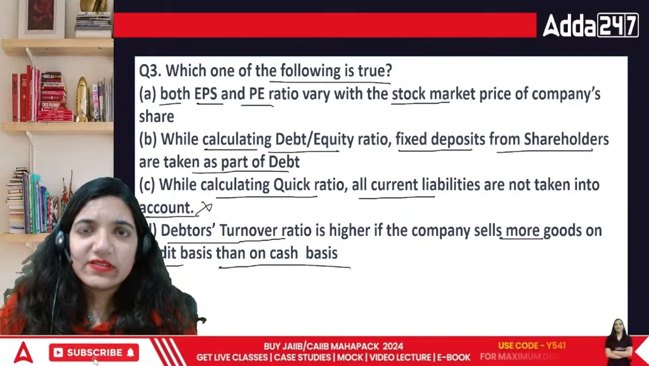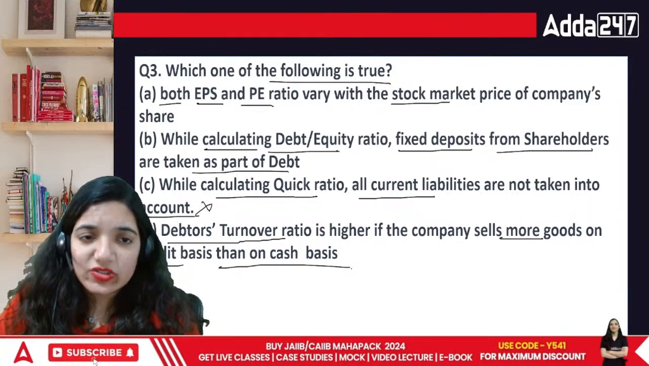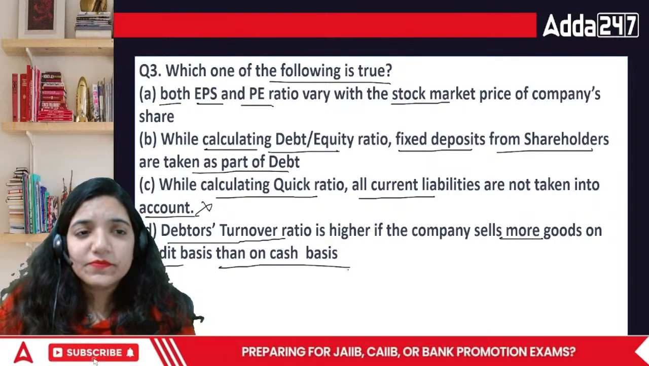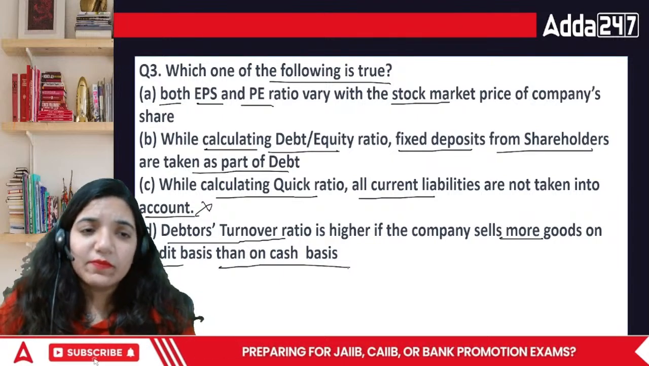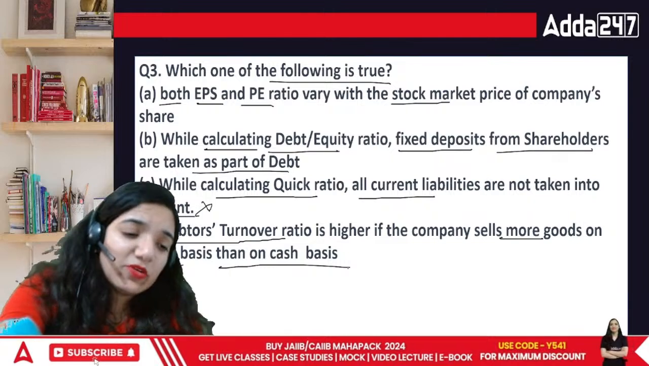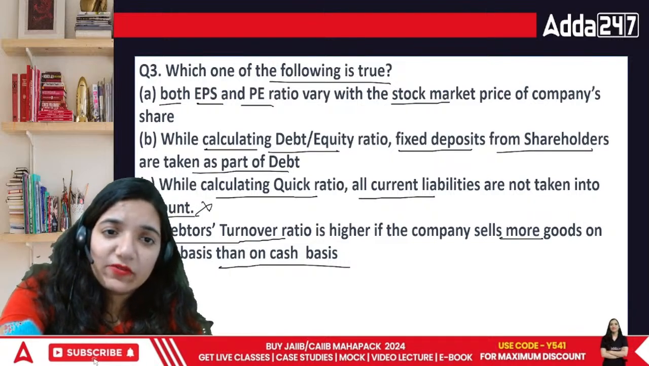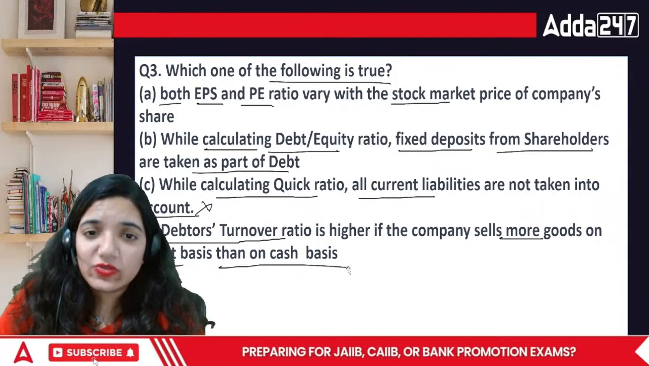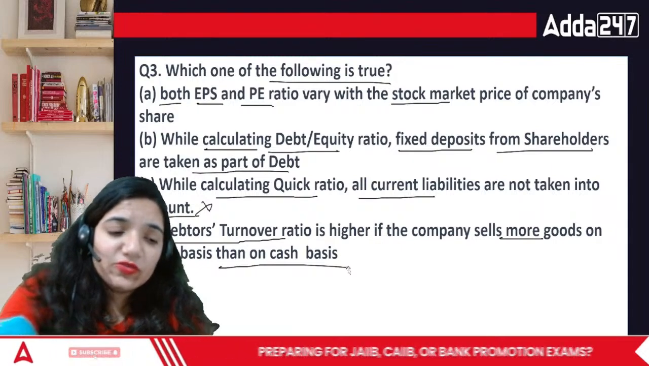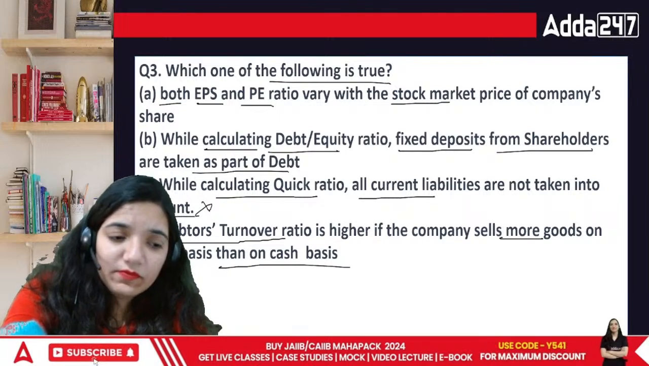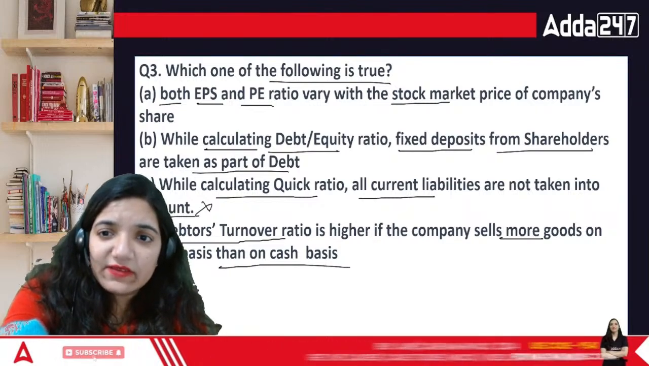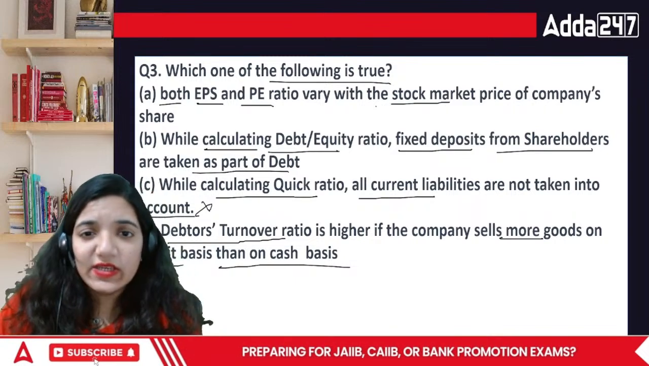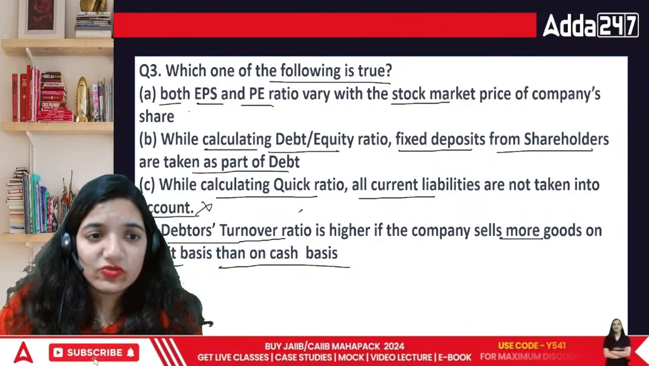Earning per share is related to the earnings of the organization, and PE ratio is based upon the market price of the particular organization. MPS upon EPS is the PE ratio. So I believe the first one is definitely not something that we can choose. Okay? So this is also not true.